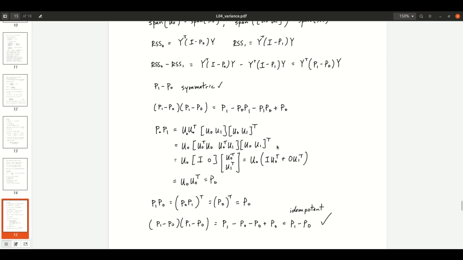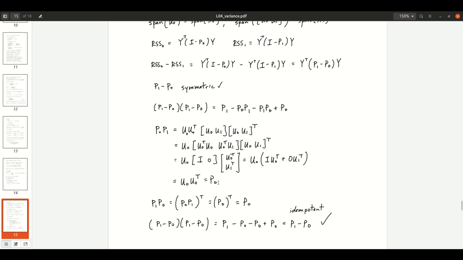And then we take the transpose of this, we get U0 transpose U1 transpose. If we multiply these second two matrices together, we get U0 times I U0 transpose plus 0 U1 transpose. So this is obviously U0 transpose. Putting everything together, this is equal to U0 times U0 transpose. So P0 P1 is U0 U0 transpose, which is P0.